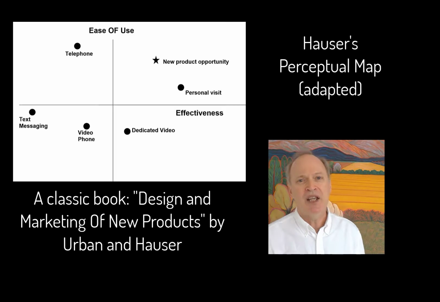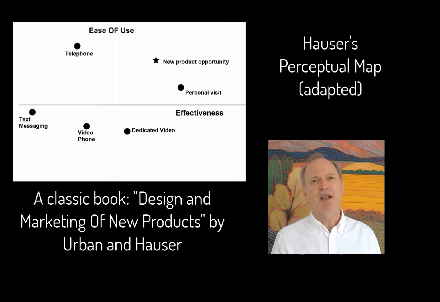The most effective is personal visit. Very, very effective way of communicating with something. What's least effective? Maybe text messaging or something equivalent to that. What's the easiest to use? That would be a normal telephone, where you just pick up the phone and call someone. What's least easy to use is dedicated videos, right? Dedicated video service and or the video telephone itself.